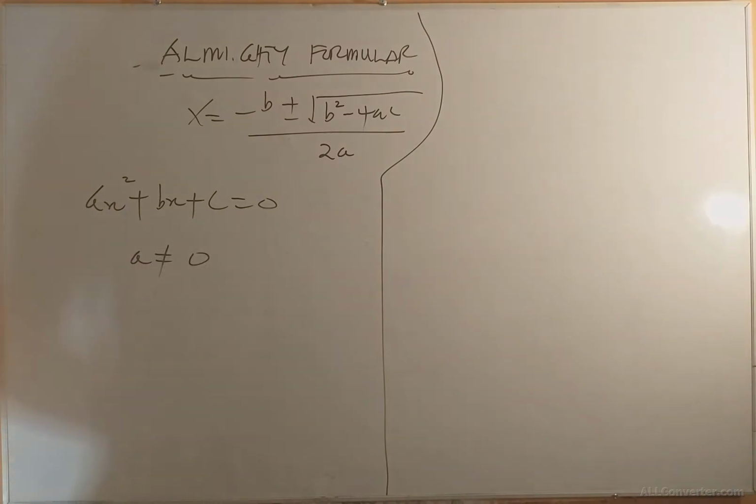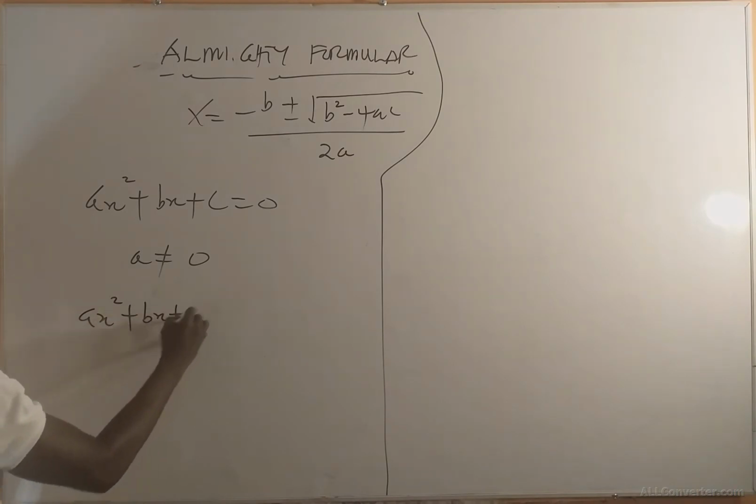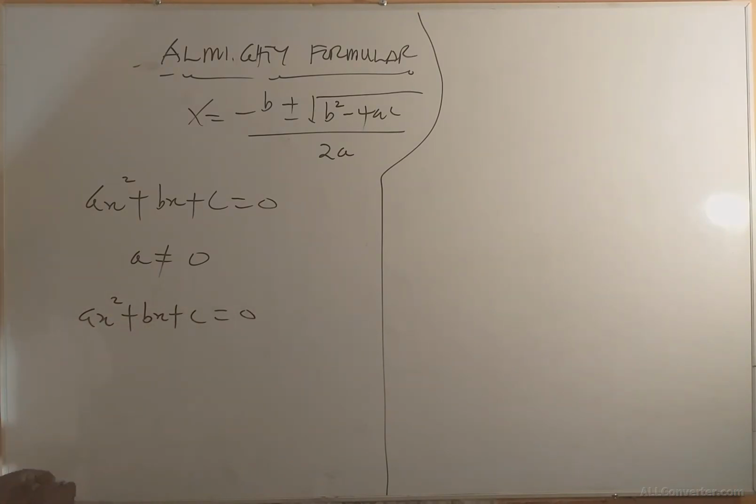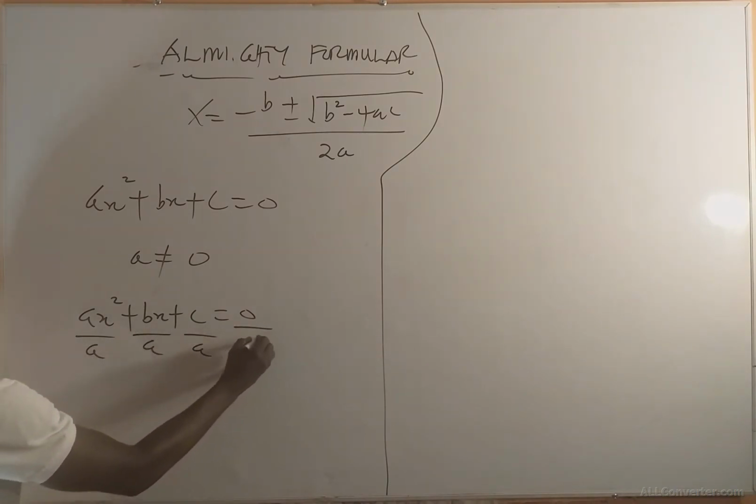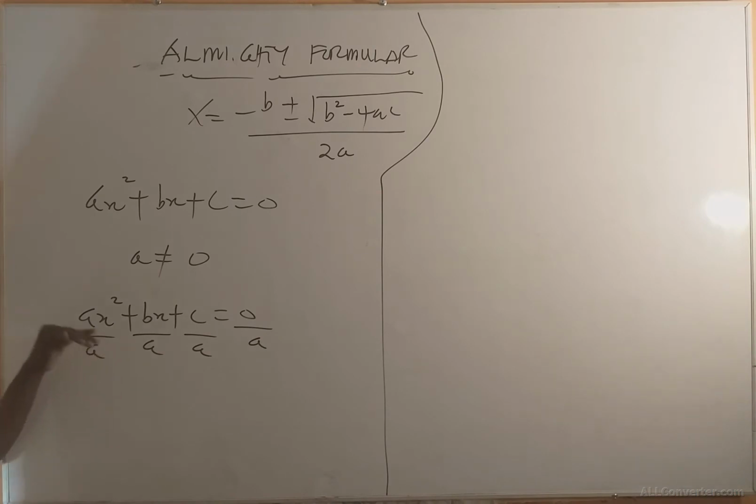So now, this is what we are going to use in proving the almighty formula. We have ax squared plus bx plus c equals 0. The first thing we do is divide through by the coefficient of the square term. We divide every term by a, because the coefficient of the square term is a.